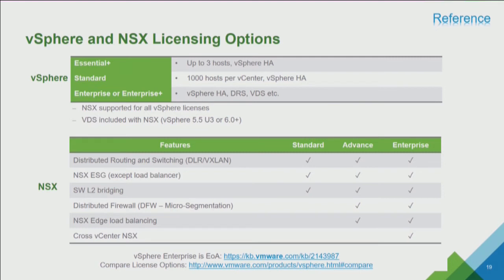This is just a reference slide for you. So basically we have standard, advanced, and enterprise licenses. In the standard, you can see we have basically routing and switching. In the advanced is microsegmentation and security. And then enterprise will give you cross-VC. So the list is long. This is just a snippet of it. So I would encourage you guys to go take a look at the URL I have at the bottom.